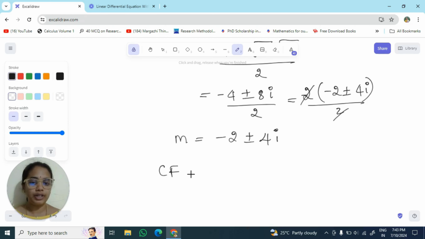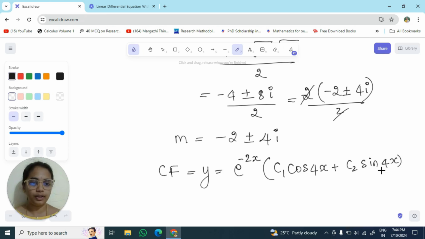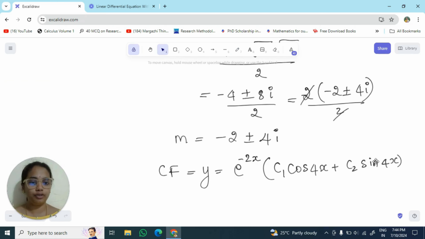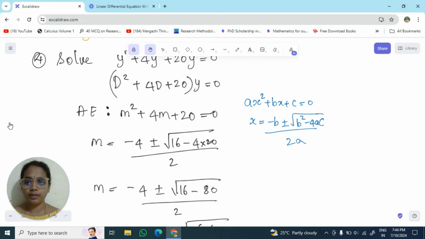So what would our CF be? Our CF, which is nothing but our final solution, would be e to the power negative 2x into c1 cos 4x plus c2 sin 4x. Okay, the value of a was negative 2 and the value of b is 4 over here. That is how we have substituted, right? So let us solve another question based on the same concept.